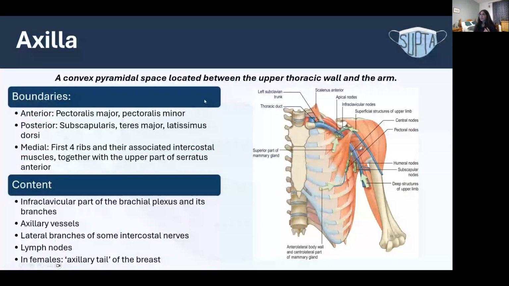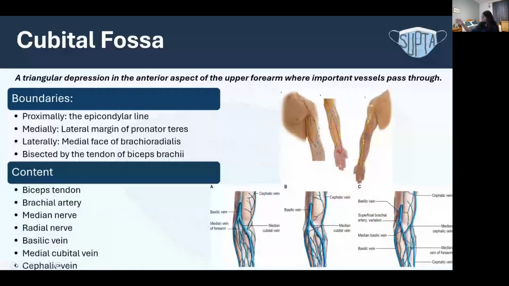Next, we have our cubital fossa. So it's this part in the arm here. Again, it's a triangular depression in the anterior aspect of the upper forearm, and important vessels pass through. So we have proximal, medial, and lateral boundaries. It's mainly our upper limb muscles, so pronator teres, brachioradialis, and it's essentially bisected by the tendon of biceps brachii. So that's basically it there.